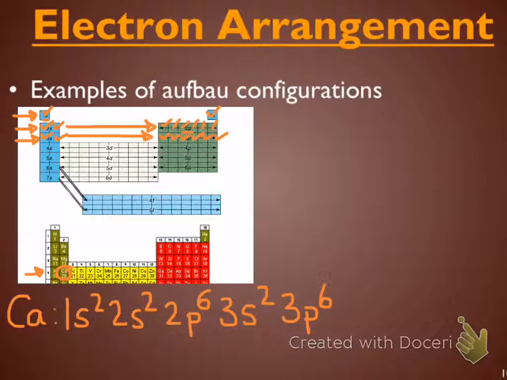And then, having finished the third row of the periodic table, we go down to the fourth row of the periodic table, which starts with the 4s section. Calcium is in this section. It is the second element in, so we end at 4s2. So calcium's electron configuration is 1s2, 2s2, 2p6, 3s2, 3p6, 4s2.